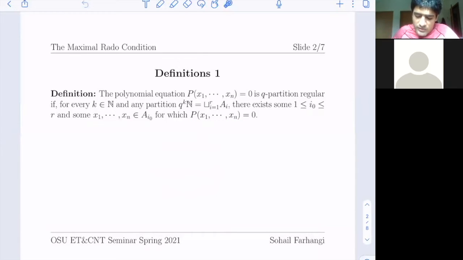Now, I would like to believe that if a polynomial is homogeneous and this equation is partition regular, then it should also be Q partition regular. But I have not found the proof of that. This is not stated in the paper on which these talks are based. So I suppose that's still open. It's an amusing fact, or just an amusing question to think about.